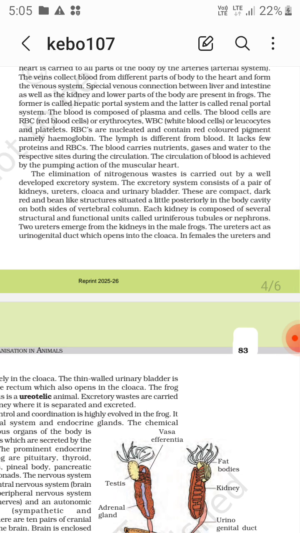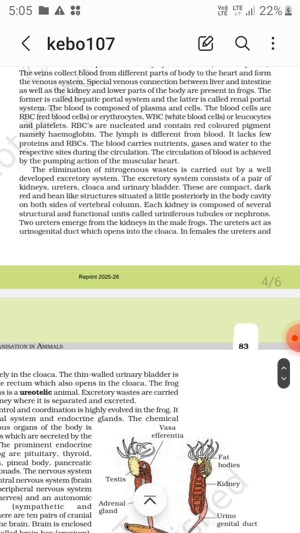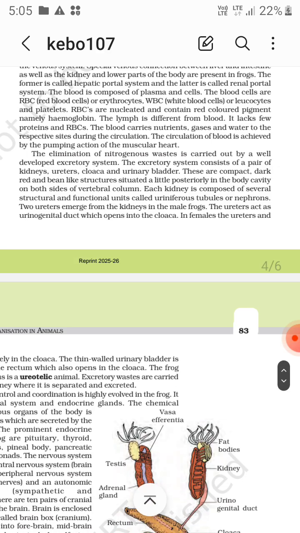Now the elimination of nitrogen waste is carried out by a well developed excretory system. They have the kidneys and the urinogenital ducts. The excretory system consists of a pair of kidneys, ureters, cloaca and urinary bladder. The kidneys are compact, dark red bean-like structures situated a little posterior in the body cavity on both sides of the vertebral column. Each kidney is composed of several structural and functional units called urinoferous tubules or nephrons.